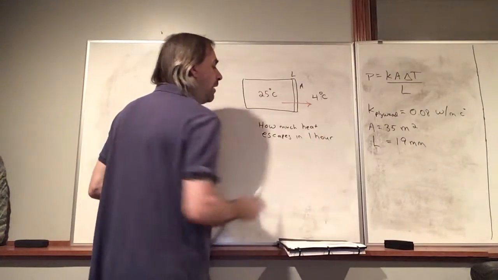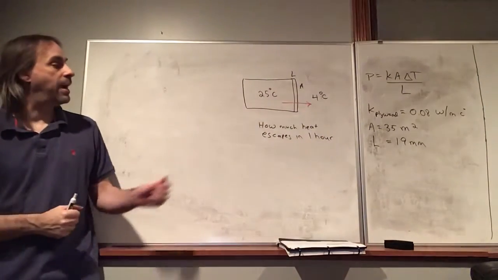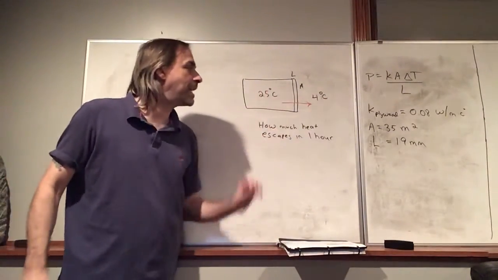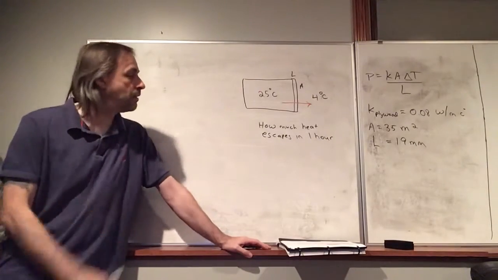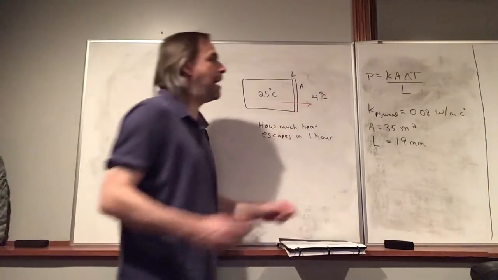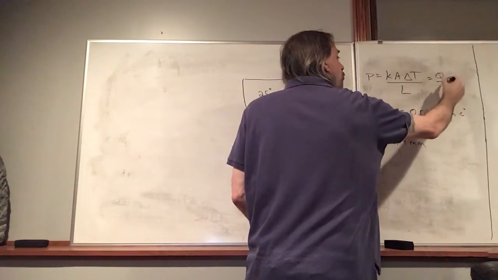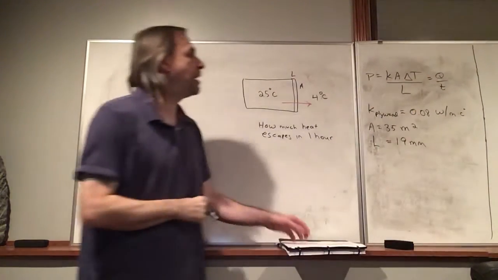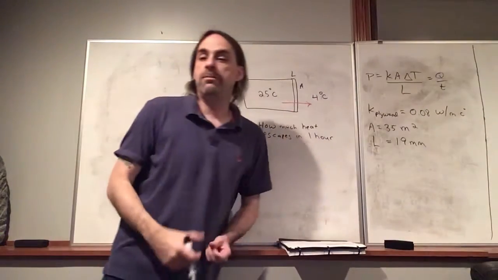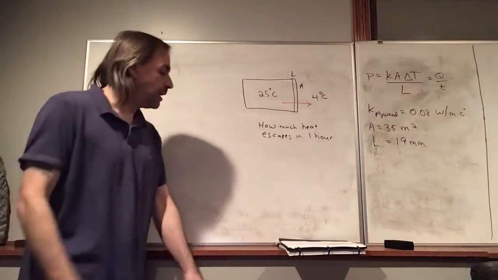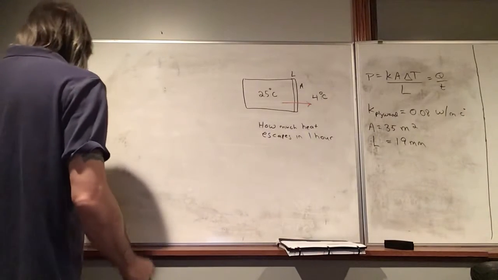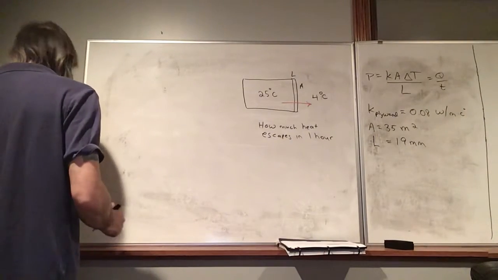And again, obviously it can escape through other walls in the house. We're just looking at how much heat is escaping through this particular wall. So again, here we have power. That's Q over T. Power is energy over time. So basically we find the power and just multiply by an hour. So let's do this. Again, this is a straightforward calculation kind of thing.